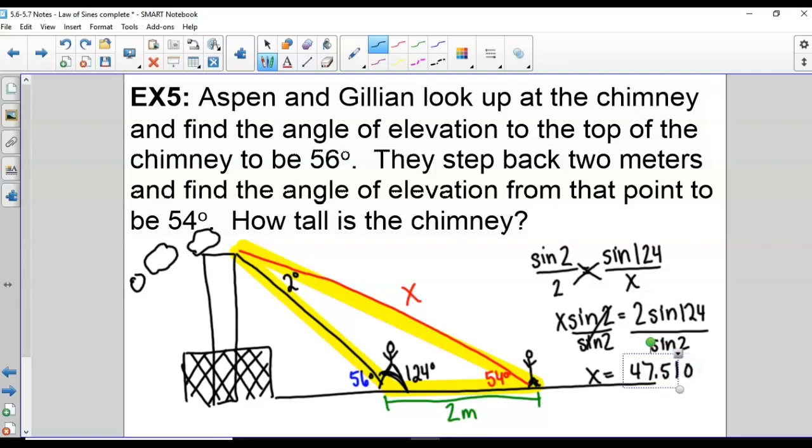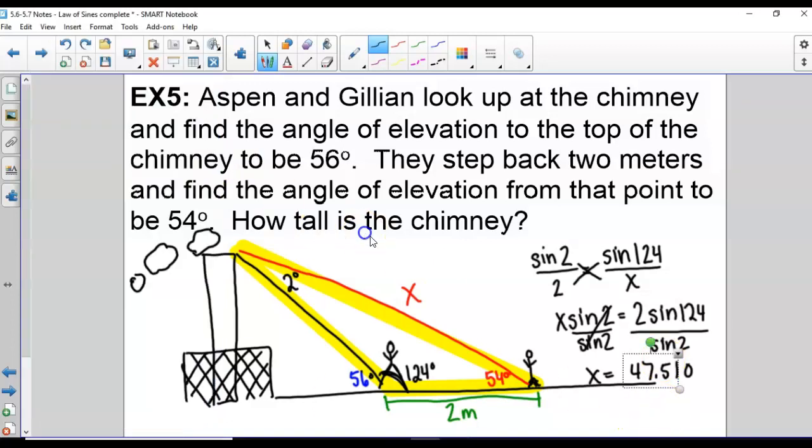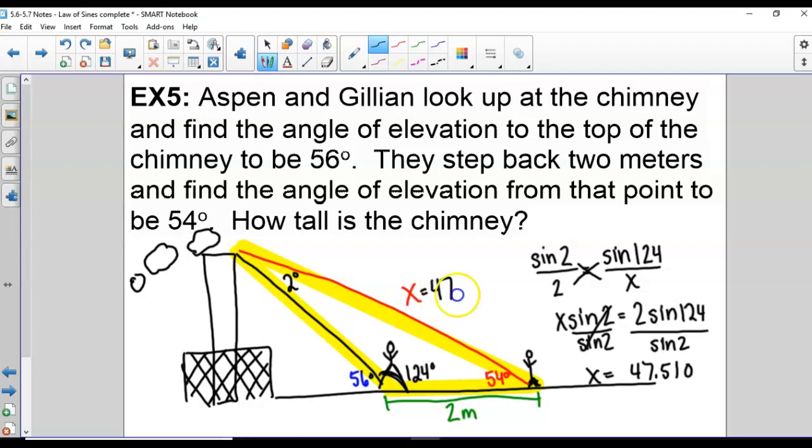And it might be a good idea here to store that as our x, just in case we need it again, and we don't have it, because we're not done. Okay, so this side right here is 47.510 meters.